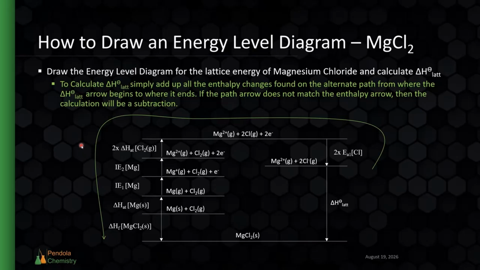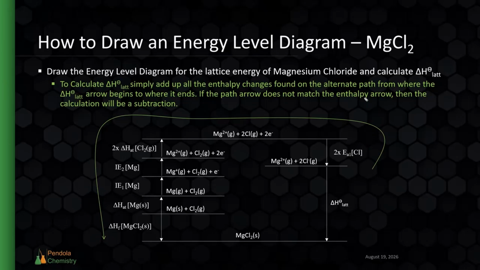Now, to calculate delta H lattice, we simply add up all of the enthalpy changes found in the alternate path. So essentially, if the lattice energy is going from the gaseous ions to the solid, then we can do this in 2 different ways. The first is to start where the lattice energy starts and go towards the ending magnesium chloride solid without crossing lattice energy. That's what this alternate path arrow does. It starts where lattice energy starts, it ends where lattice energy ends, but it does it through an alternate path.